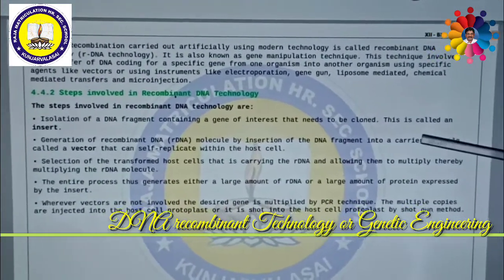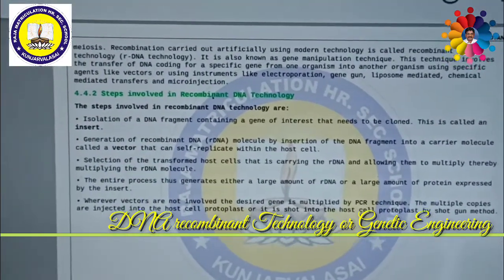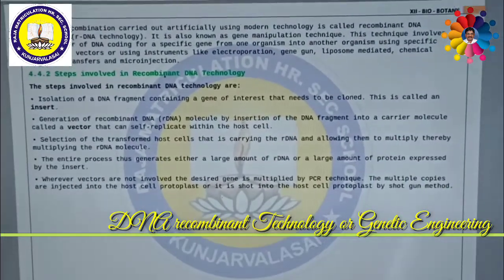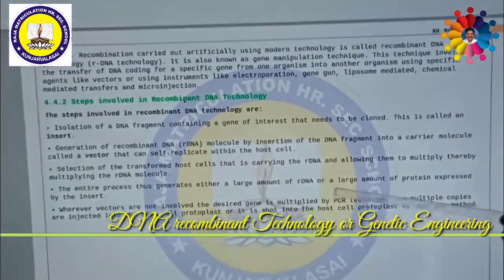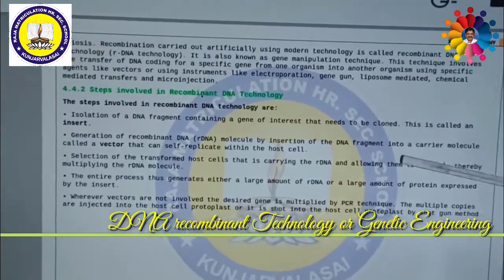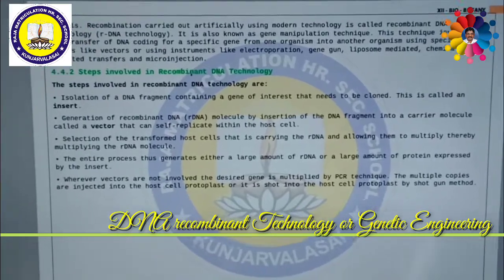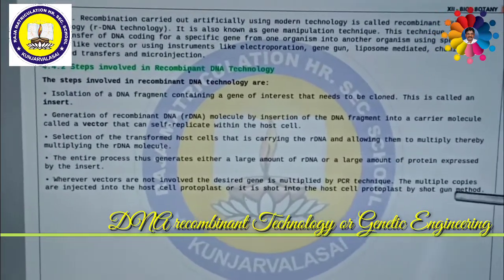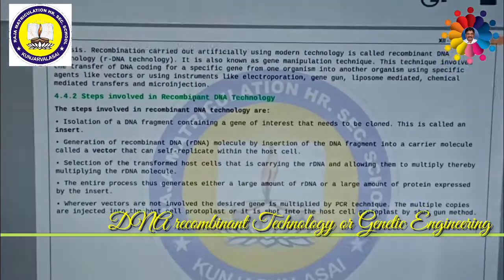Insertion of the DNA fragment into the carrier molecule or vector with the help of the enzyme called DNA ligase. Then that can self-replicate inside the host cell. Then the selection of the transformed host cell carrying rDNA, allowing them to multiply by themselves inside the host cell itself. The entire process thus generates either a large amount of rDNA or a large amount of protein to be expressed by the insert.